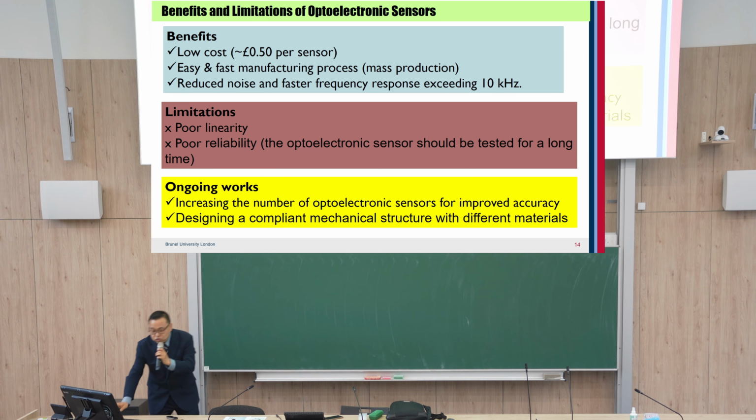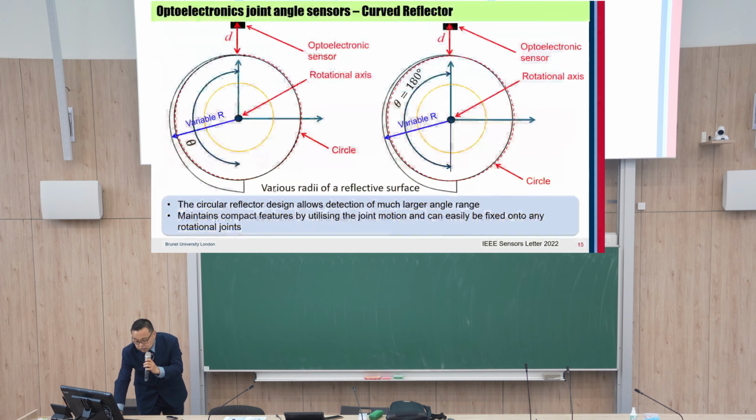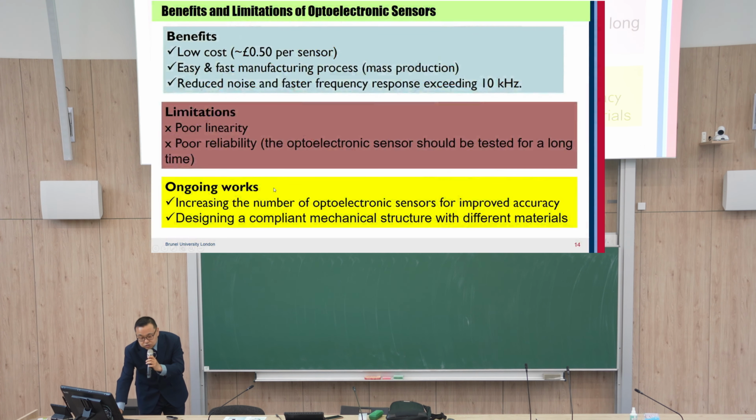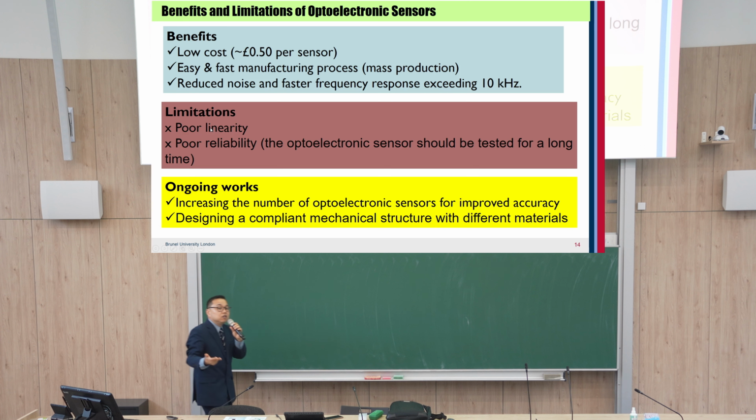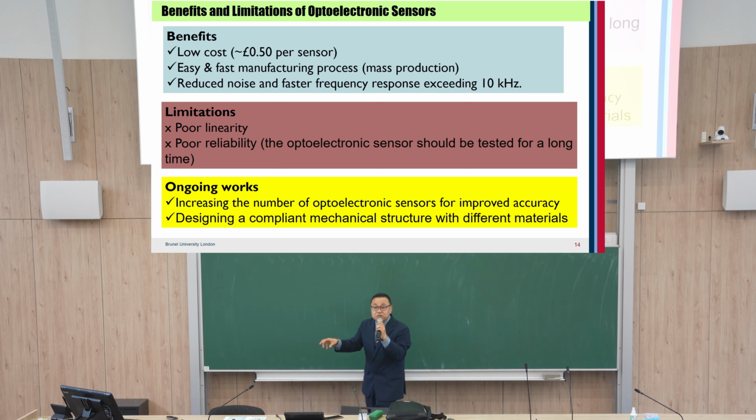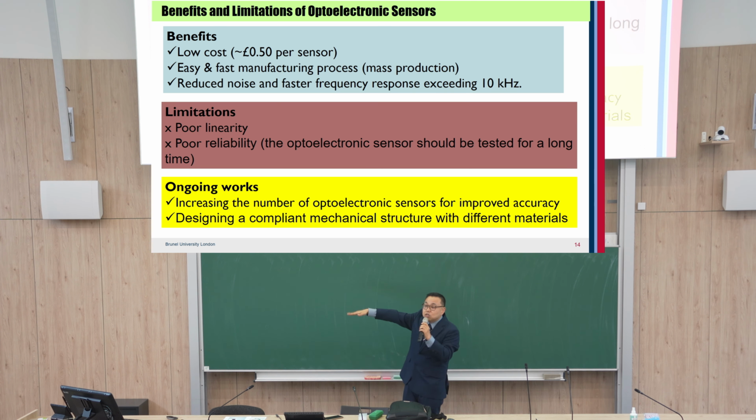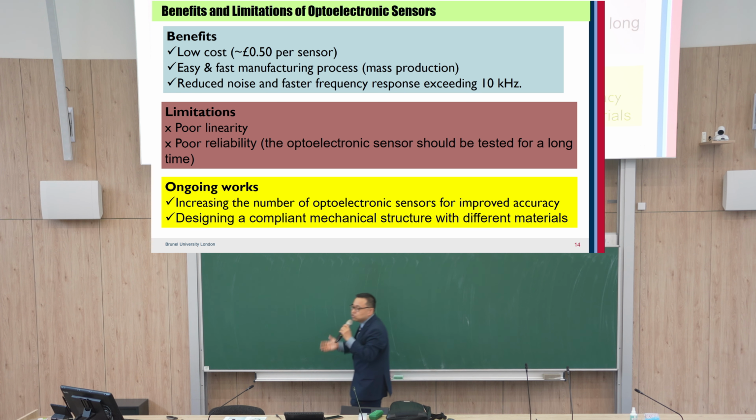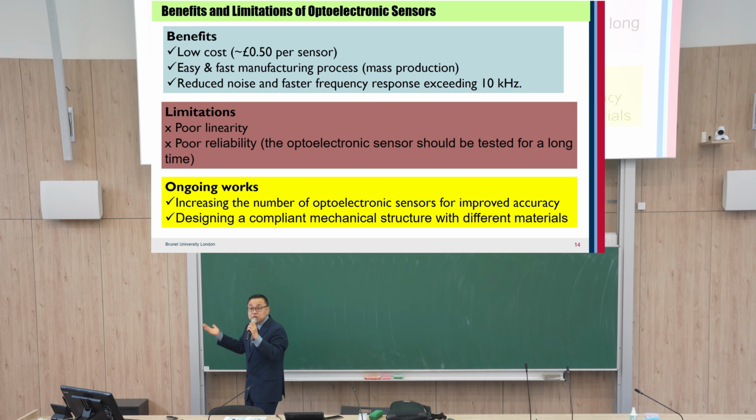And the ongoing work is how to overcome this poor linearity. This is why I'm using many optoelectronic sensors. You understand what I'm saying? Before, for the cantilever beam, I was only using one, right? But now I'm going to use many to detect more accurate displacement. I'm 100% sure that the accuracy is going to increase.